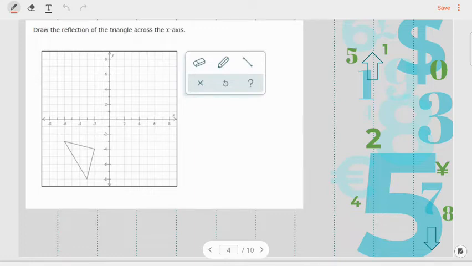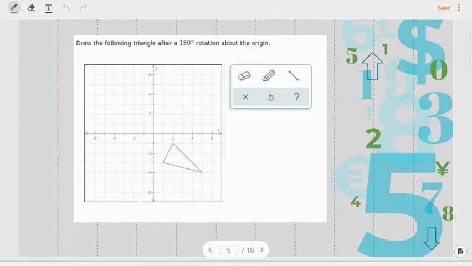The next problem asks me to reflect across the x-axis. Remember, here's my line of reflection, and we're just counting how many spaces and then going directly the opposite. So this dot right here is 1, 2, 3, 4 units away, so I'm going to go 4 units in the opposite direction, 1, 2, 3, 4. This point is 1, 2, 3 units away, so I'm going to go 1, 2, 3. And last but not least, this point is 1, 2, 3, 4, 5, 6, 7, 8 units away, so I'm going to go 1, 2, 3, 4, 5, 6, 7, 8. Make a dot, and there I have my reflected shape.